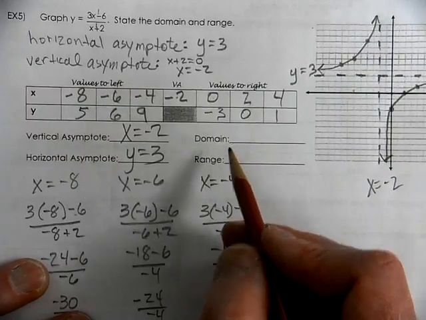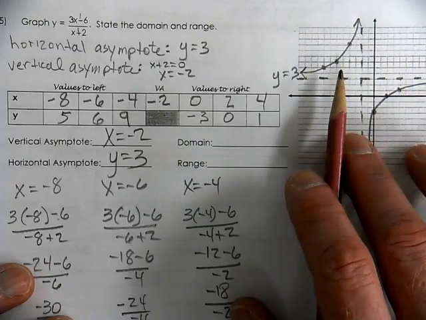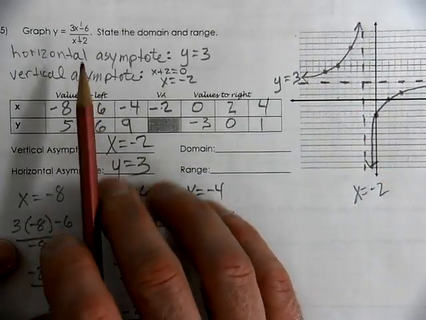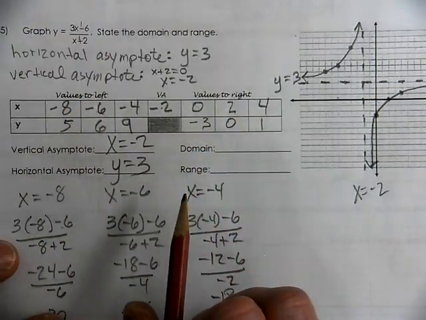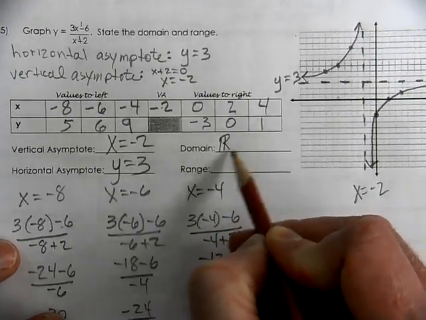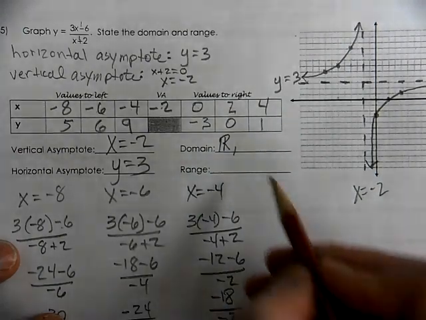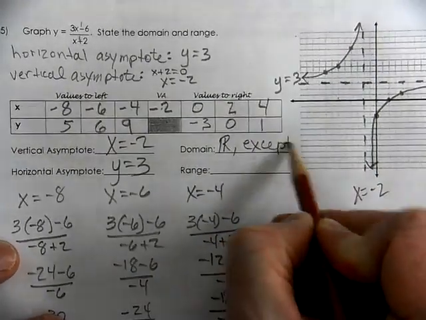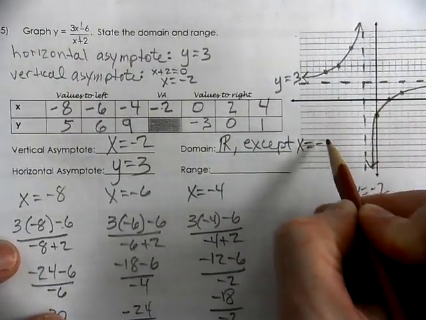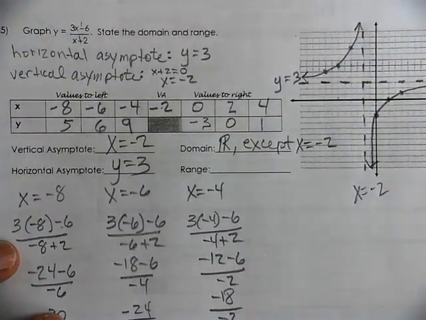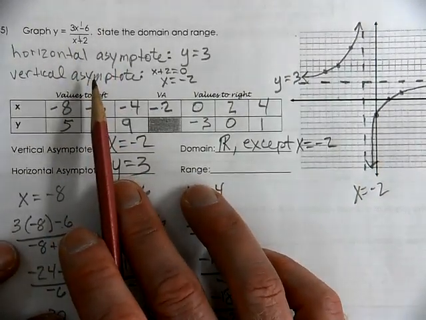What's our domain? In other words, what x values does this graph go through? Or what x values are appropriate to plug in to our table? All real numbers, except where we have that asymptote, that x equals negative 2. We can't plug in negative 2 because that makes the denominator 0. Otherwise, you can plug in any number you want. You'll get an answer.